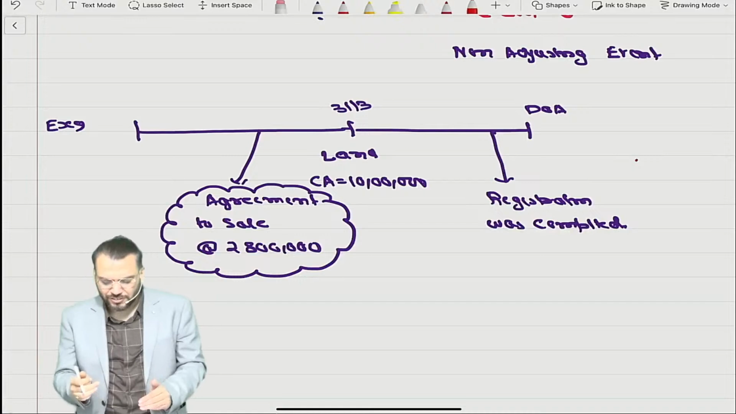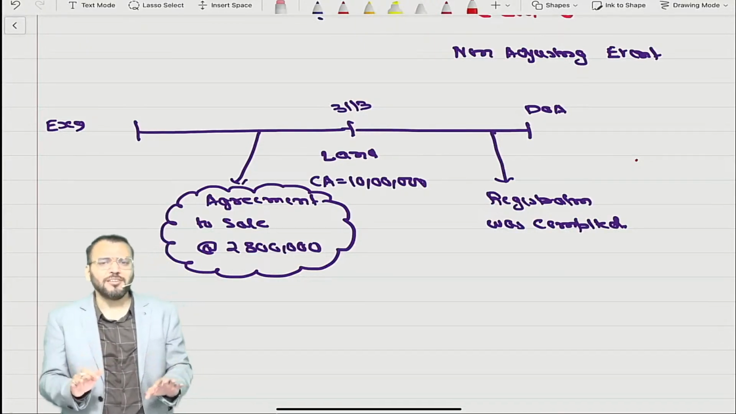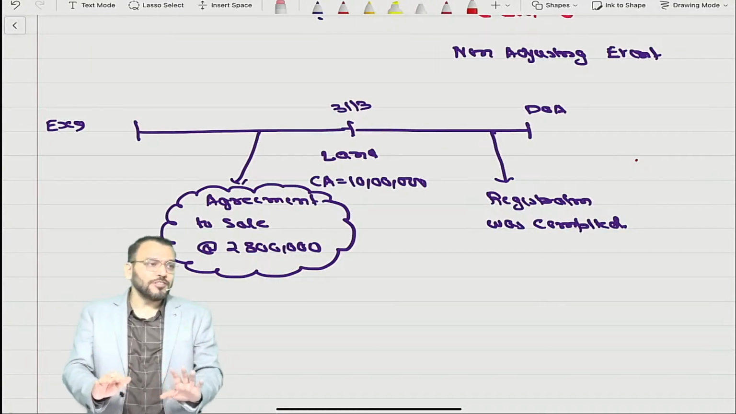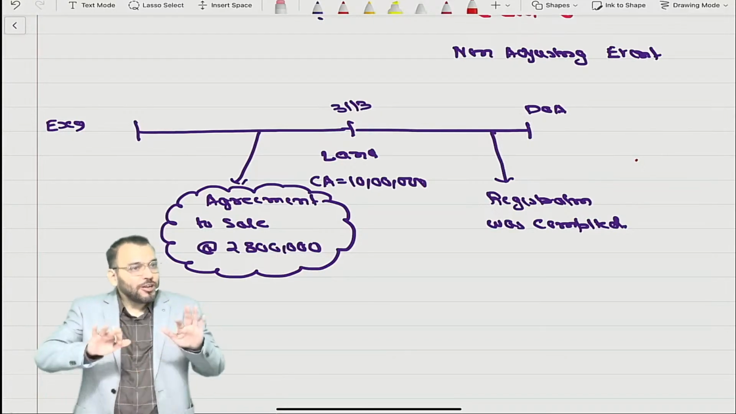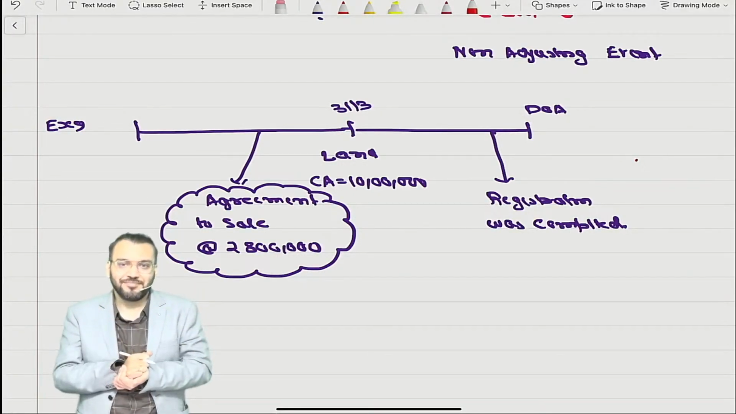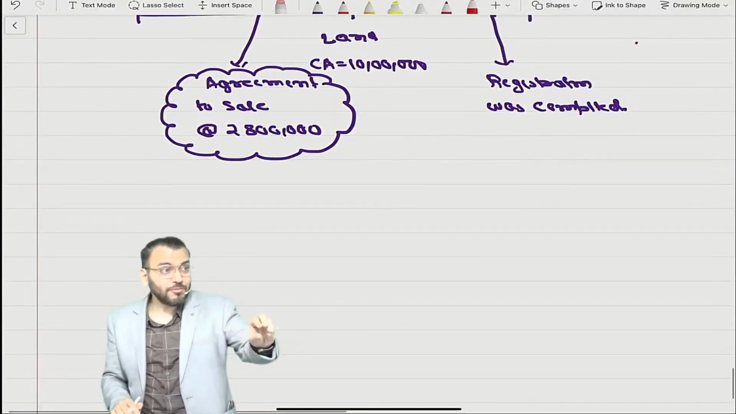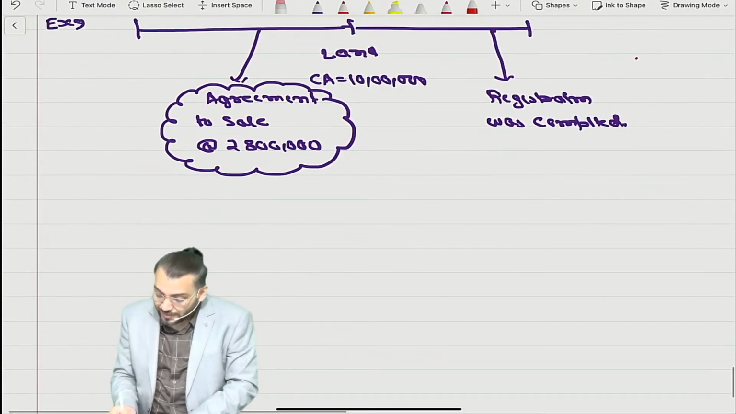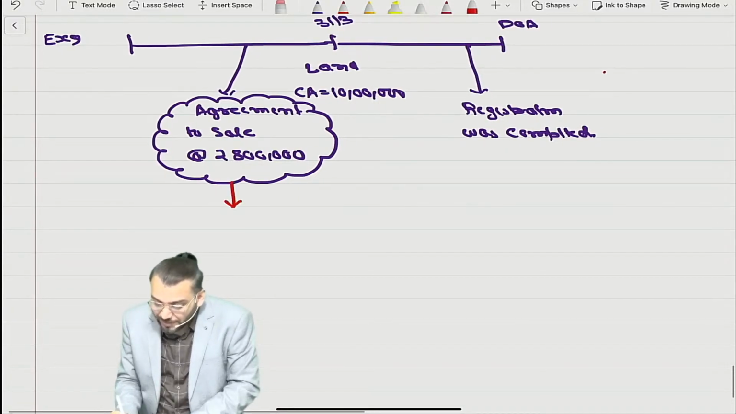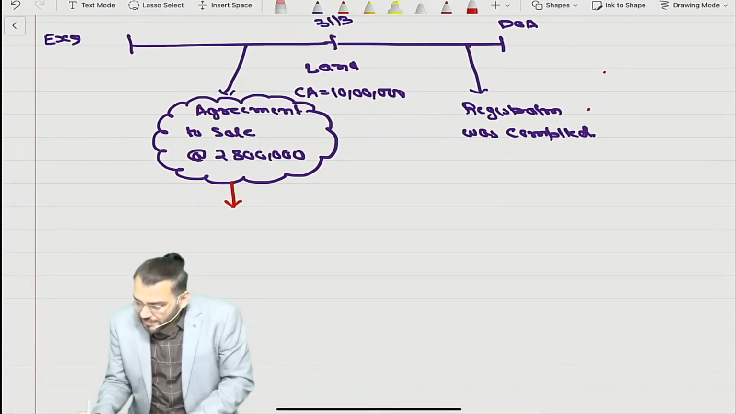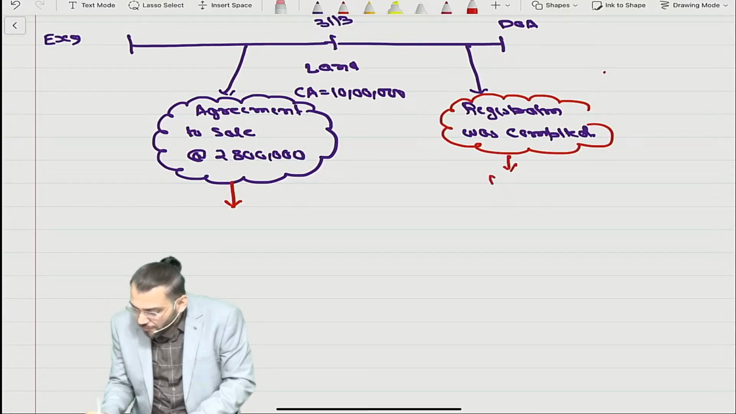First, let us come to CA Inter. As for CA Inter, it is an adjusting event. But from my point of view, this is not a question of AS 4. This is not a question of Ind AS 10. Just try to understand. I'm happy with whatever you are thinking. So agreement to sale means sale agreement done. Can I say this is only a legal formality?